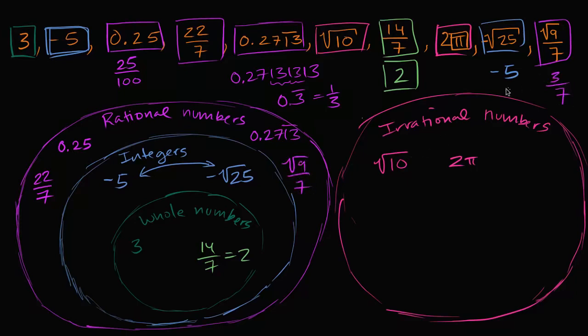Now let me just give you one more just for the road. What about pi over pi? What is that going to be? Well, pi divided by pi is going to be equal to 1. So this is actually a whole number. So I could write pi over pi right over there. That's just a very fancy way of saying 1.